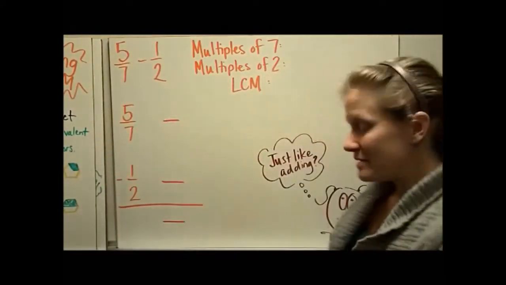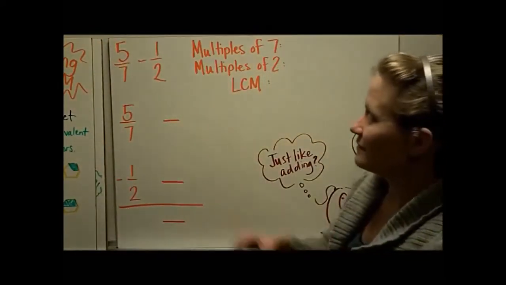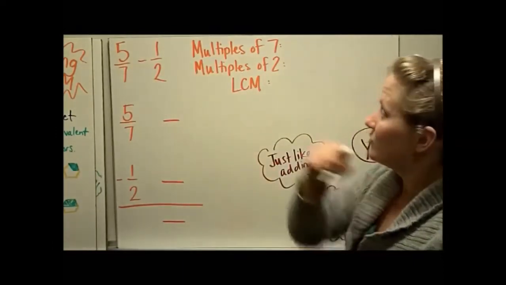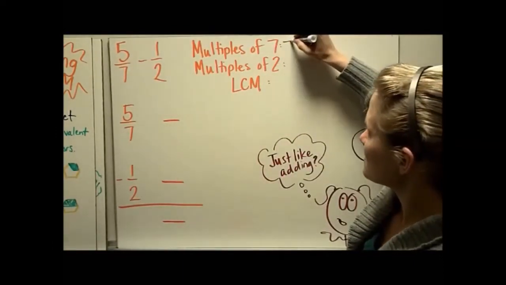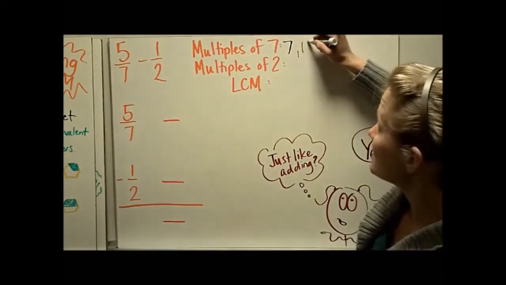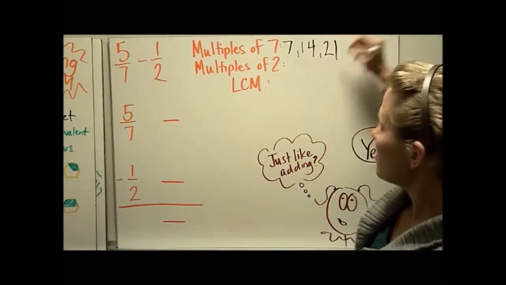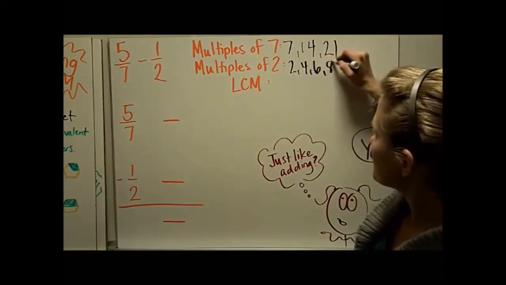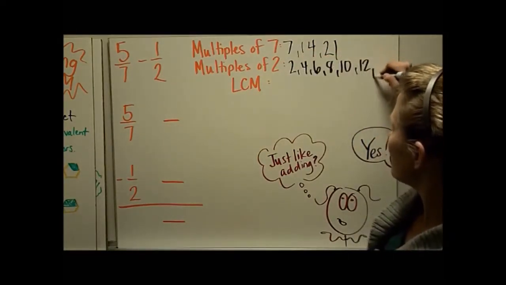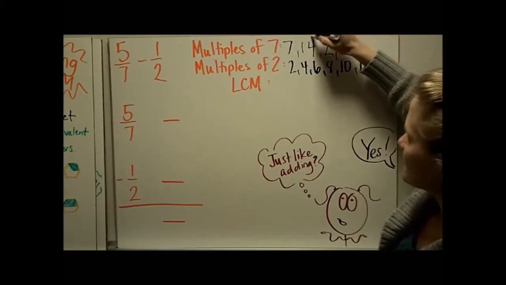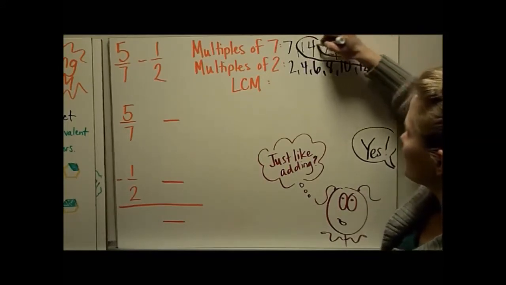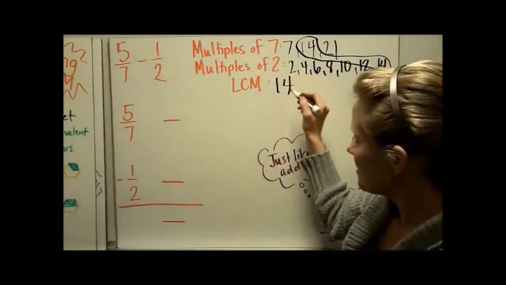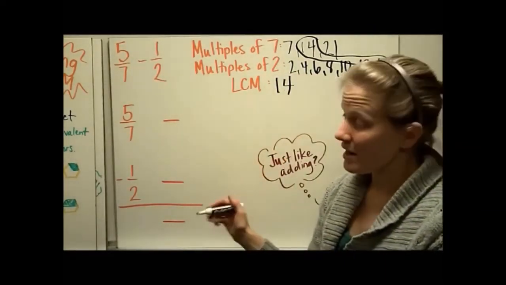Let's try these same steps with subtraction. 5/7 minus 1/2. I'm going to find the multiples of 7 and the multiples of 2. 7 times 1 is 7. 7 times 2 is 14. 7 times 3 is 21. Let's go to the multiples of 2. 2, 4, 6, 8, 10, 12, 14. Oh, there we go. There's a common multiple: 14. So the least common multiple of 7 and 2 is 14. That becomes my denominator for both.